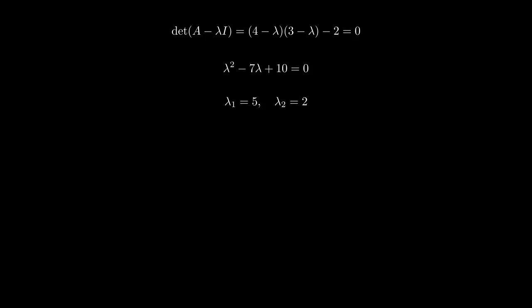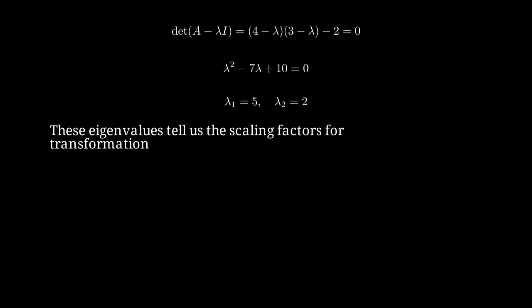Let's see a complete example putting everything together. Consider this matrix A. Setting up the characteristic equation and solving for lambda. This simplifies to lambda squared minus 7 lambda plus 10 equals 0. Solving gives us eigenvalues of 5 and 2. These eigenvalues tell us that one direction gets stretched by 5 times, another by 2 times.